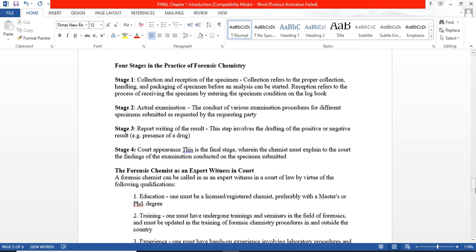kung wala ka man lang ginpamangkutan na kung anong mga request nga pwede maobra or mga examination nga pwede maobra. Number 3, writing the result. Okay, this step involves the drafting of the positive and negative result, presence of drug, etc.